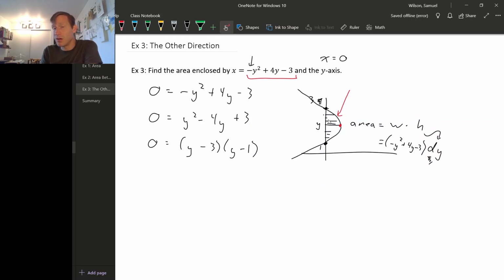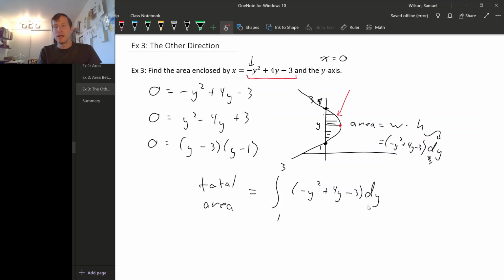And so to add up all of these areas, we just need to integrate this infinitely small area. So the total area, and this is unsigned area, the total area is the integral. So there's one of these strips for every y value from 1 to 3. So our integral should have y bounds from 1 to 3. And the infinitely small area of the strip that we're integrating is minus y squared plus 4y minus 3 dy.